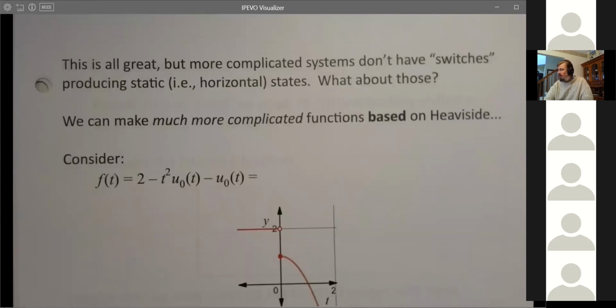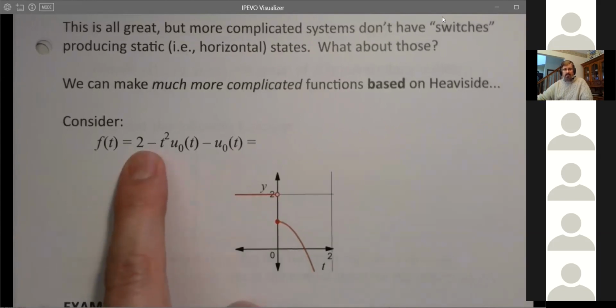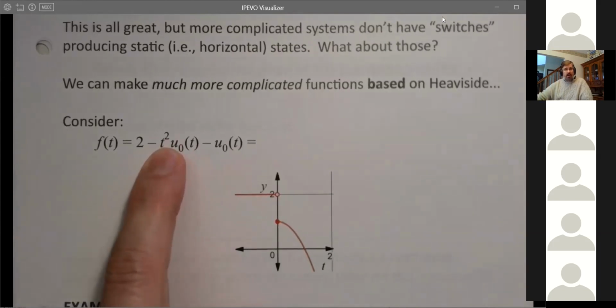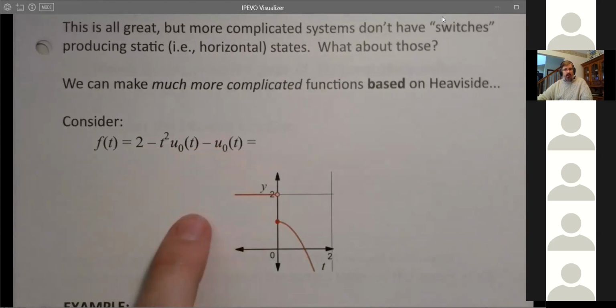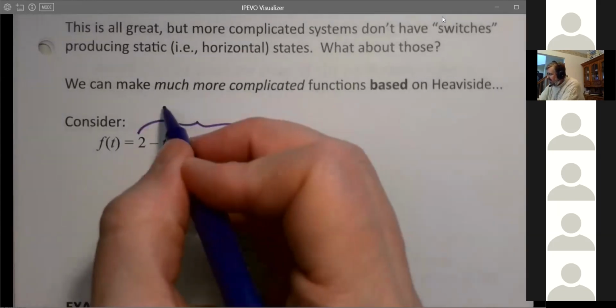And so here's an example on this page of a Heaviside function that's composed of a constant, a quadratic, and then another Heaviside function. And this is what it produces. It's off in the position of 2 until t equals 0, and then it drops down to 1, and then after that it behaves like t squared. And so making sense of this as a piecewise function is difficult. This right here is easier to manipulate algebraically.